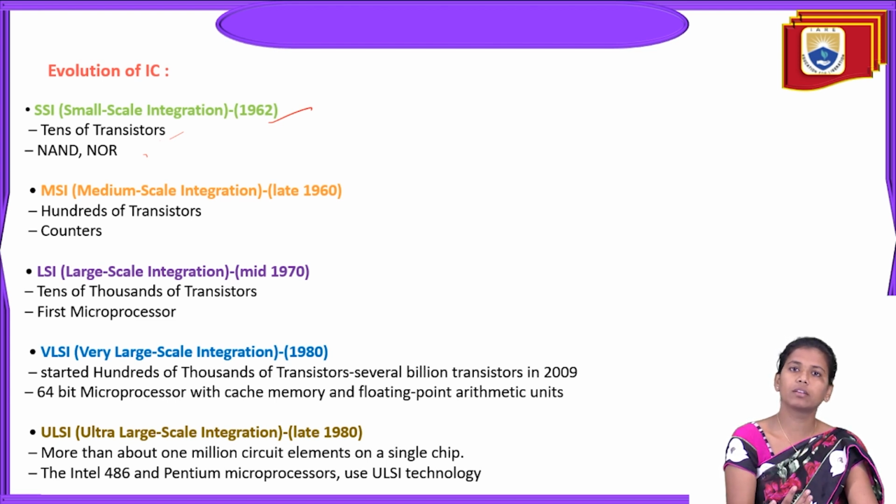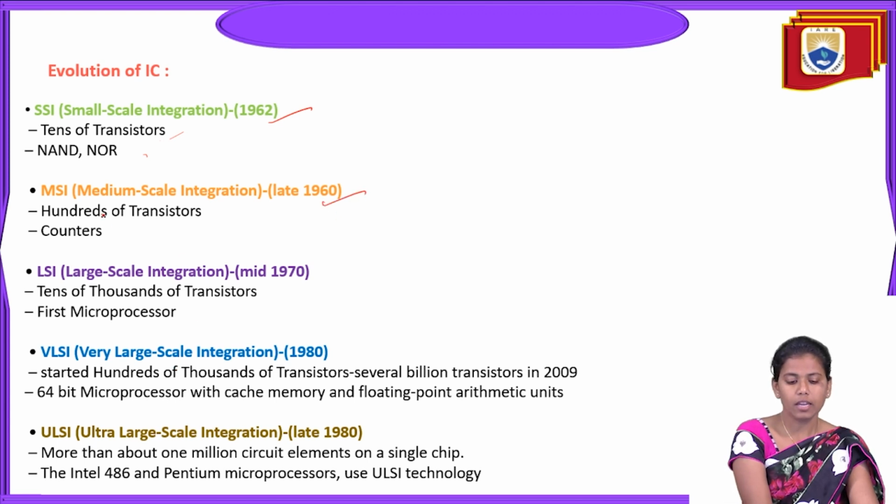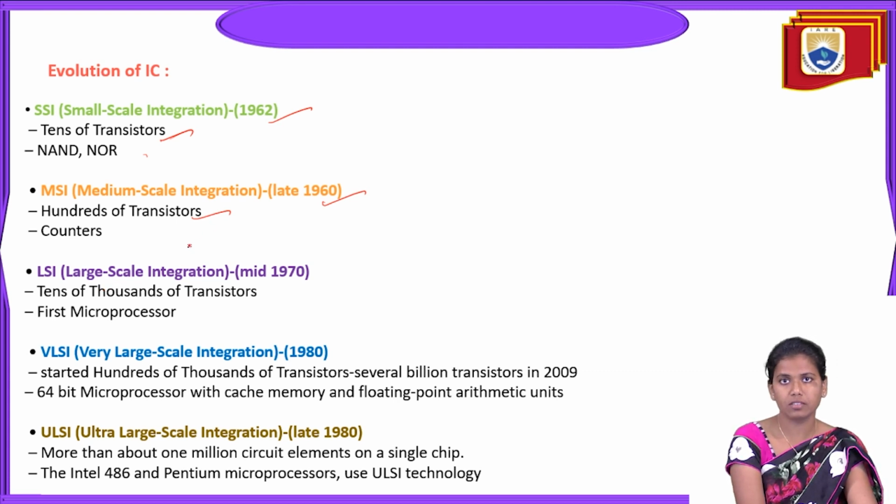another kind of IC evolved, that is in the late 1960s, medium scale integration. So this is MSI, medium scale integration. It consists of hundreds of transistors, whereas SSI, small scale integration, consists of only tens of transistors, only a few transistors, whereas medium scale integration consists of hundreds of transistors. And basically with the help of hundreds of transistors, we could design the counters.